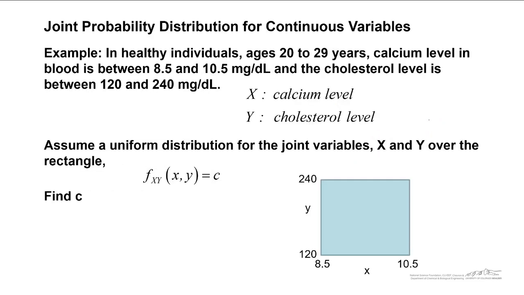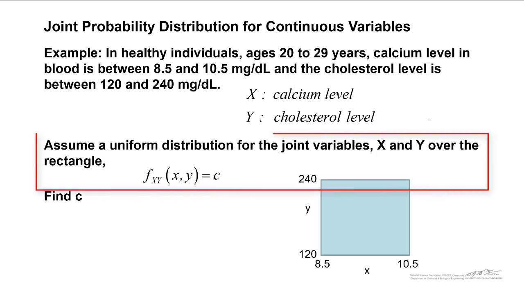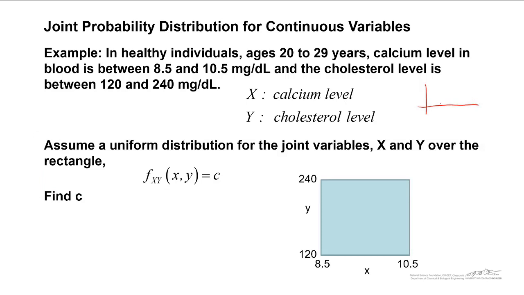In healthy individuals, ages 20 to 29, calcium level in blood is between 8.5 and 10.5, and the cholesterol level is between 120 and 240 mg per deciliter. X is the calcium level, Y is the cholesterol level. We are assuming a uniform distribution for both of those variables. So if you just looked at X, it's uniformly distributed. This is not to scale, but between 8.5 and 10.5. And similarly, for the cholesterol level, it's uniformly distributed between 120 and 240.